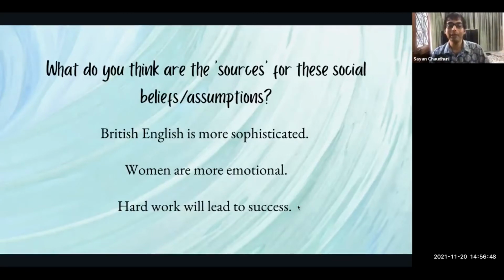Hard work will lead to success. Now, this is something some of you, of course, may agree with also. Okay, Ashima has said capitalism. Practical experience. This is important. One of the sources you have is actually your first-hand experience, right? So we typically call this a primary source. That's something you're gathering from first-hand experience.